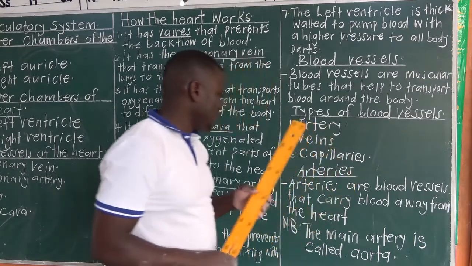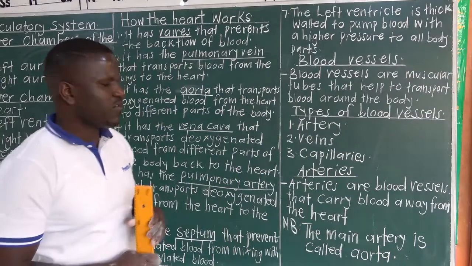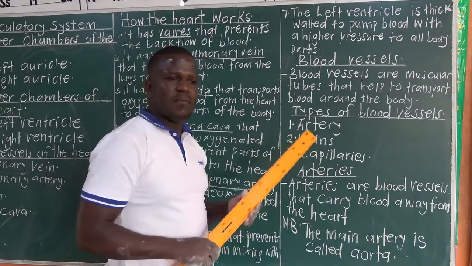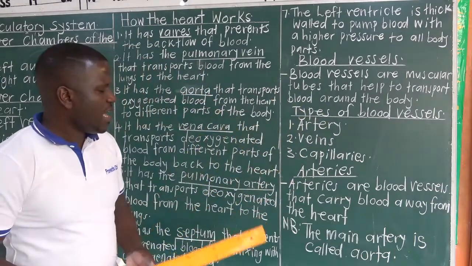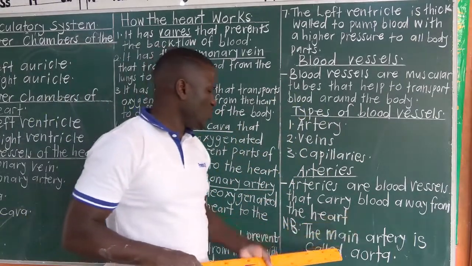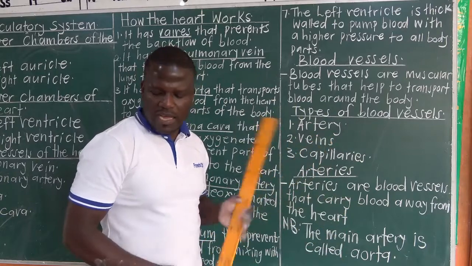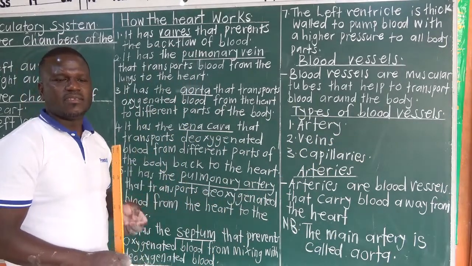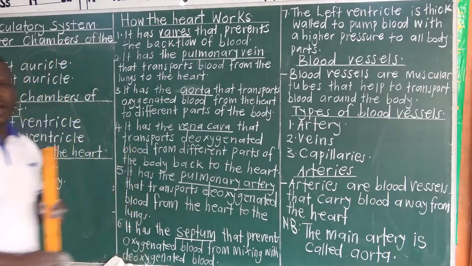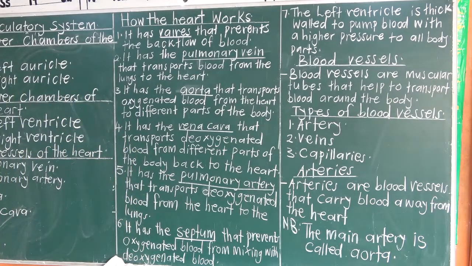Arteries are blood vessels that carry blood away from the heart. And the main artery is called the aorta. Aorta is the main artery.